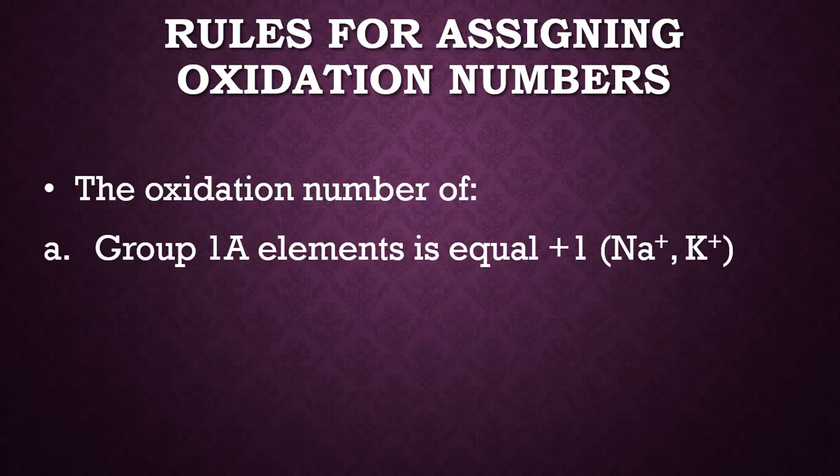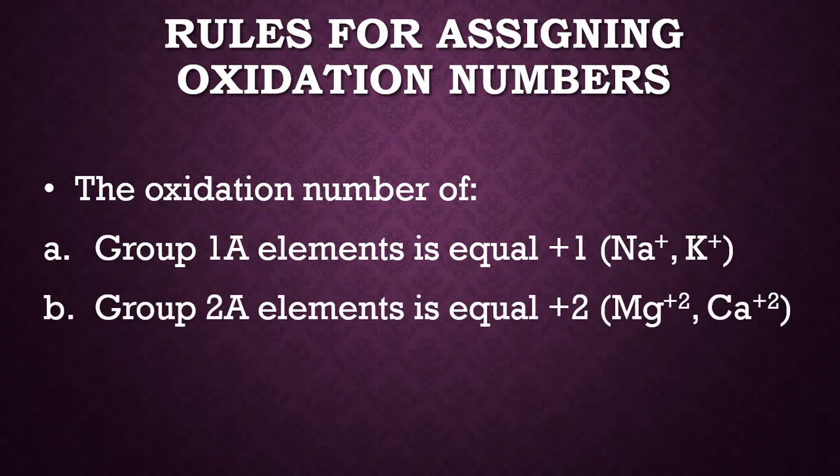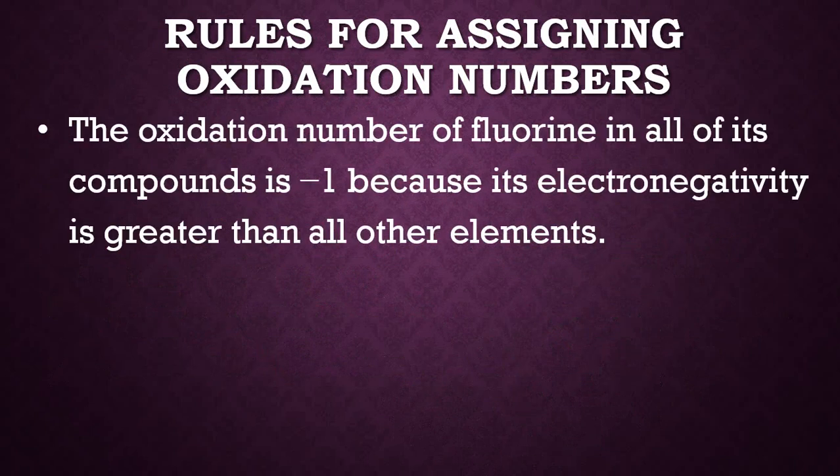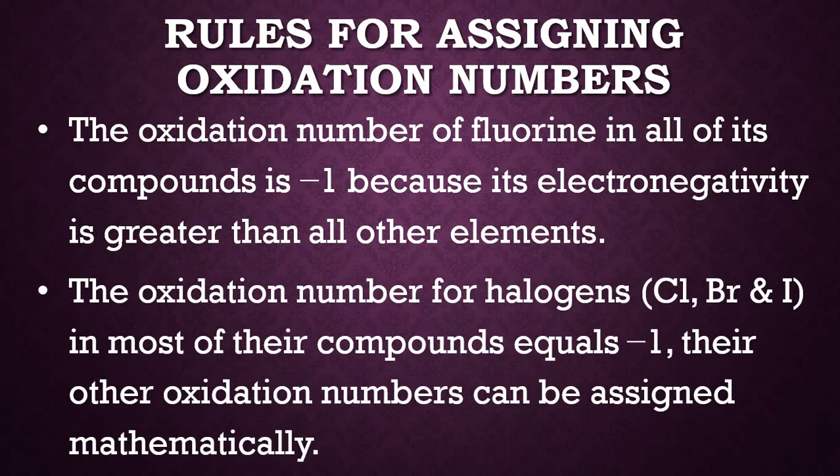Then let's talk about the oxidation number of group 1A elements, which is always equal to positive 1, group 2A elements, which is always equal to positive 2, group 3A elements, which is always equal to positive 3. The oxidation number of fluorine in all of its compounds is negative 1, and that's because the electronegativity of fluorine is greater than that of all other elements. That's why it always equals negative 1.